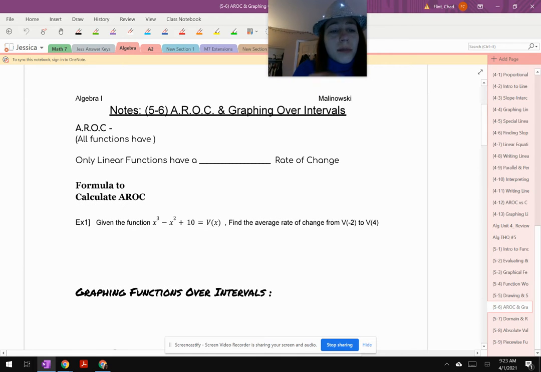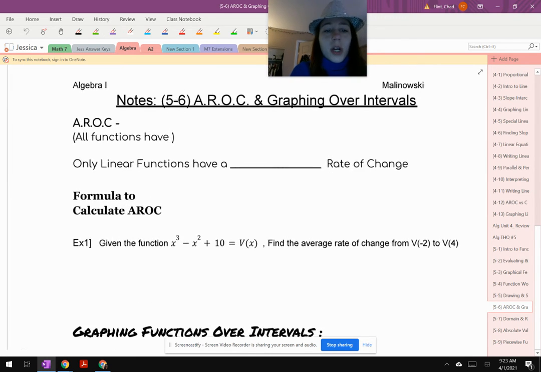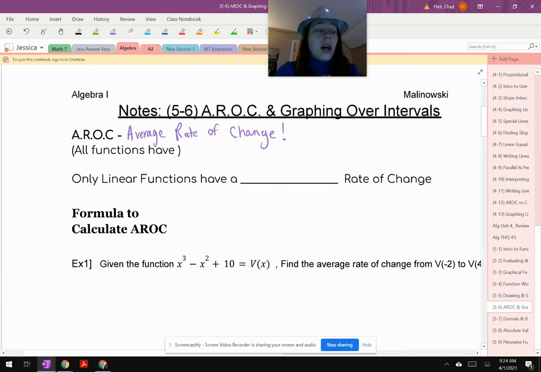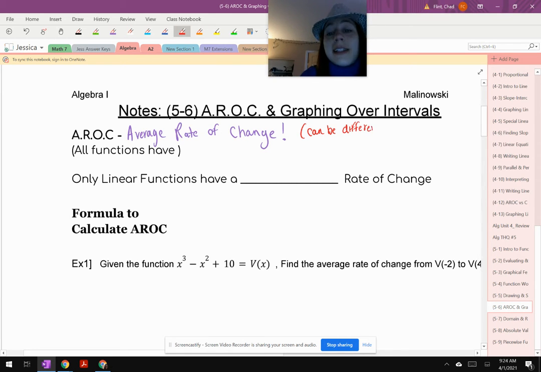So if you remember, AROC stands for, it's an acronym, so each one of those letters stands for something. AROC stands for average rate of change. Which, remember, the fact that it has an average rate of change means that it can be different. They do not have to be constant or equal like they are in a constant rate of change. So all functions have average rates of change.